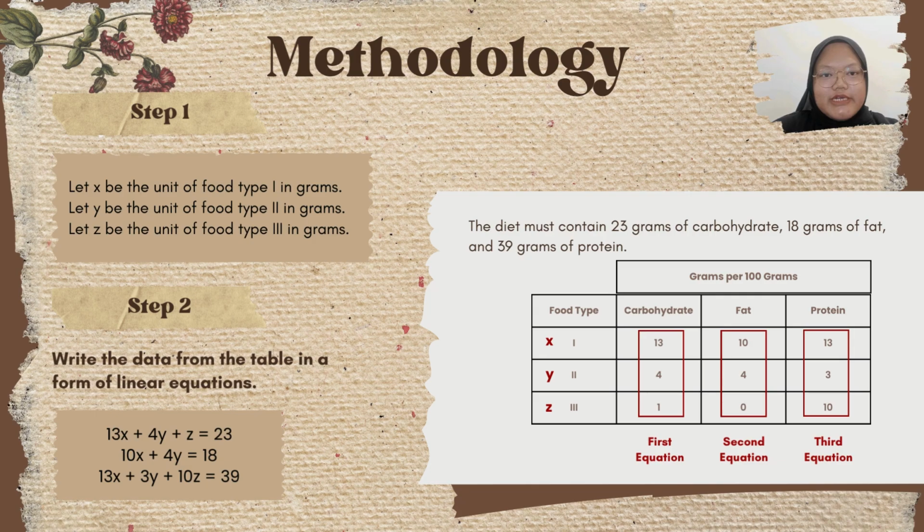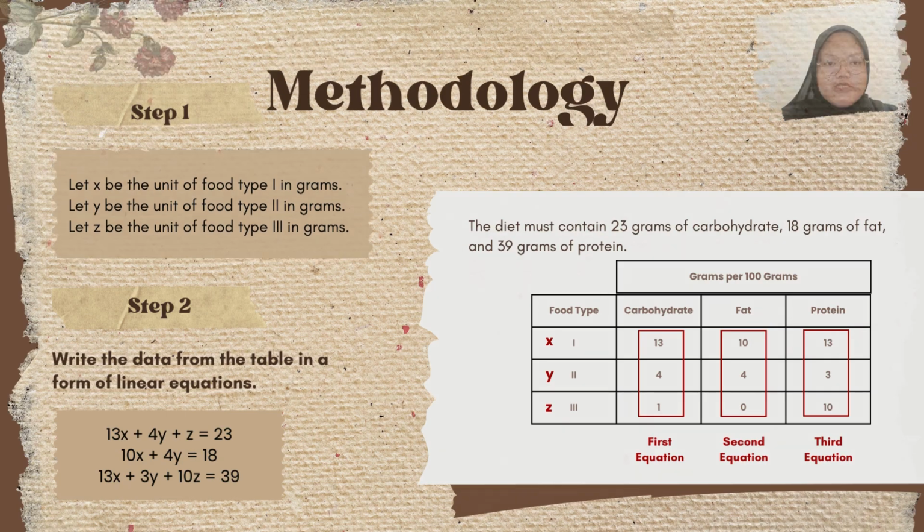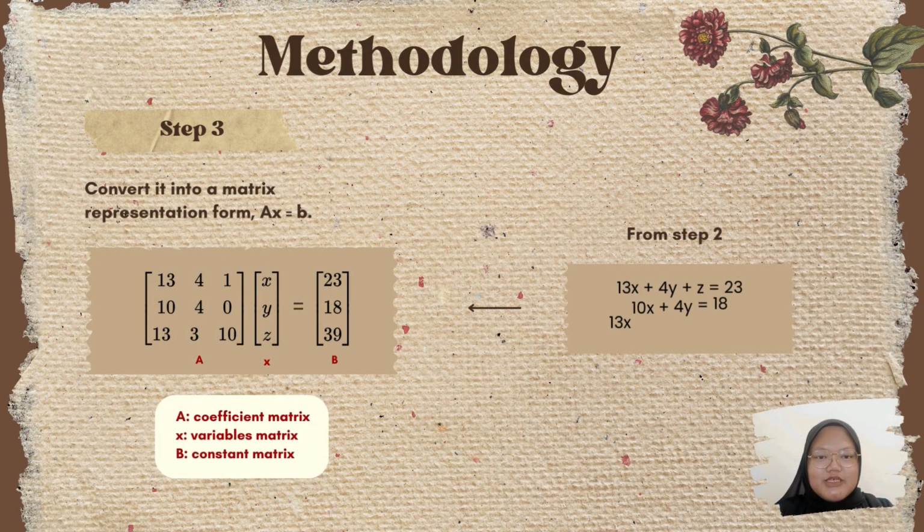Step 2. Write the data from the table in the form of linear equations. From the case study, it states that the diet must contain 23 grams of carbohydrate, 80 grams of fat, and 39 grams of protein. Therefore, we can form equations following the columns and we get these three equations: 30x plus 4y plus z equal to 23, then x plus 4y equal to 18, and 30x plus 3y plus 3z equal to 39.